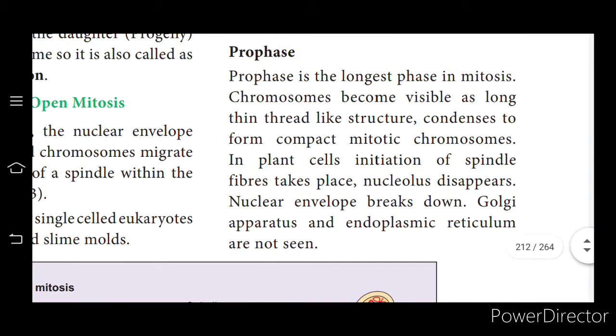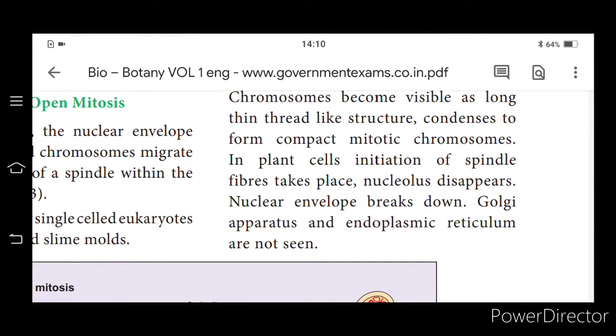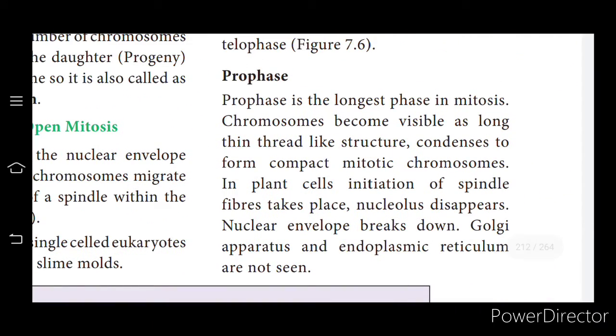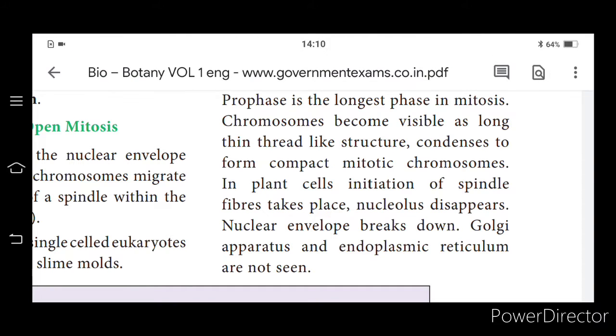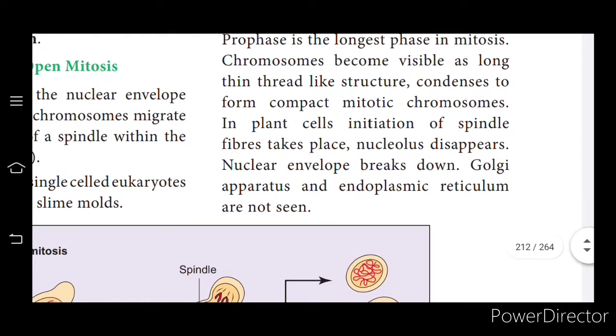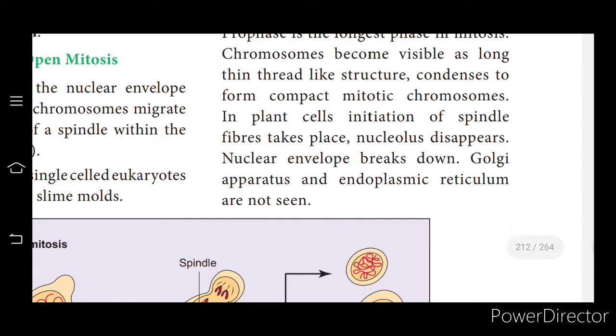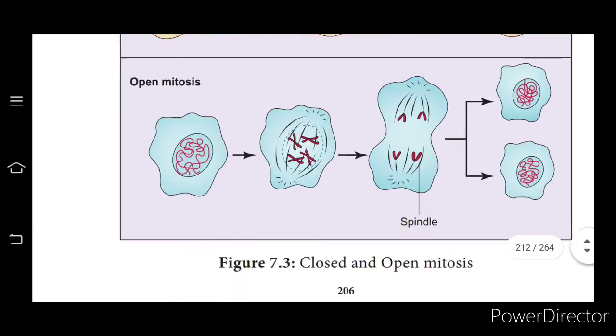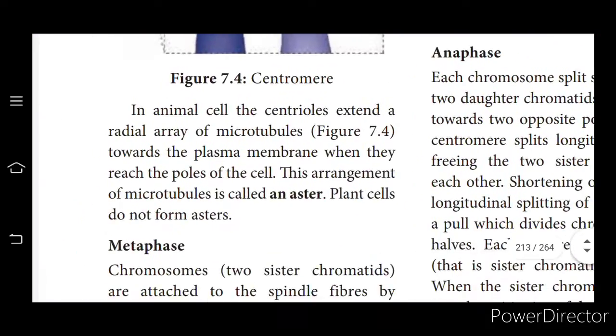So we shall see the stages in mitosis, starting with prophase. Prophase is the longest phase of mitosis. Here the chromosomes become visible; the long thread-like structures condense to form the compact mitotic chromosomes. In plant cells, initiation of the spindle fibers takes place, the nucleolus disappears and the nuclear envelope breaks down. The Golgi apparatus and endoplasmic reticulum are not seen during this phase.